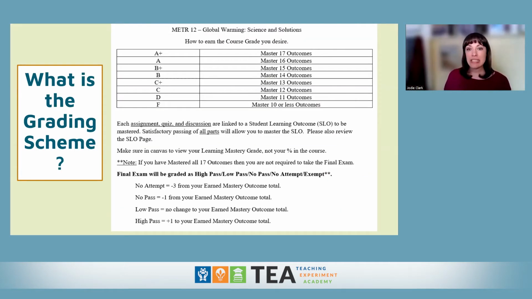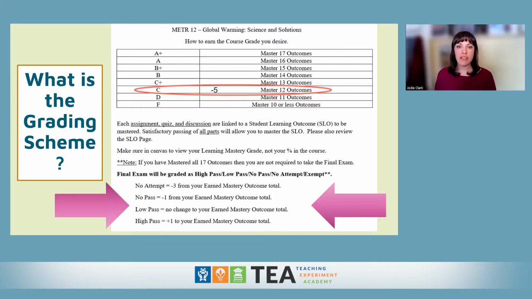So what's the grading scheme? This is how students can see how to earn the grade that they want in the course. Based on the number of outcomes they master across the semester, they're able to earn a different grade. For example, to earn a C at the end of the semester, a student needs to successfully have mastered 12 learning outcomes, or you can think of it as a C minus. I also try to emphasize to them that this can be any 12 of the 17. It doesn't need to be the first 12.